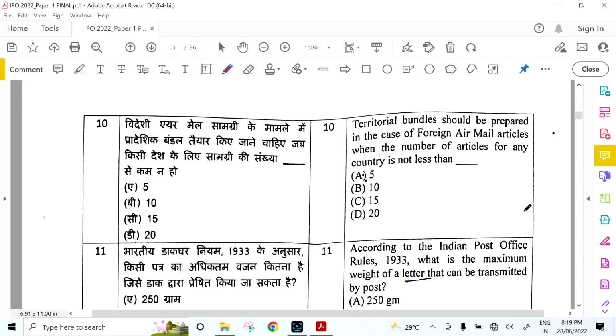Territorial bundles should be prepared in case of foreign air mail articles when the number of articles for any country is not less than. The answer is, 10th question, the answer is A. That is 5, not less than 5, and the rule number is 67 of volume 5. Rule 67 of volume 5. Okay.